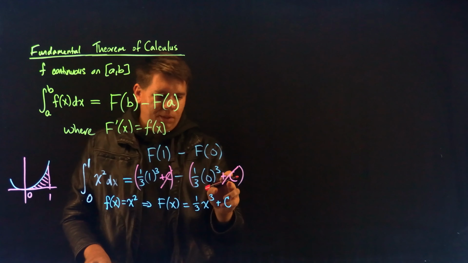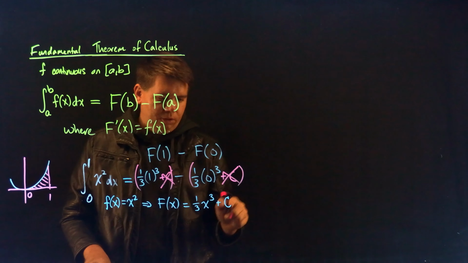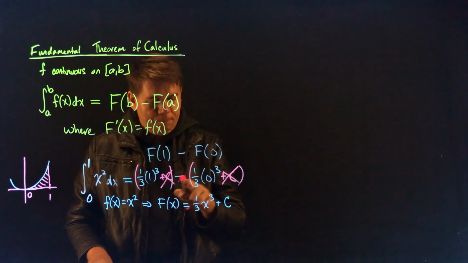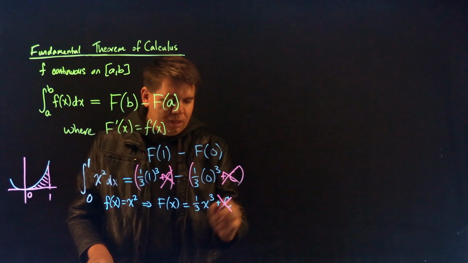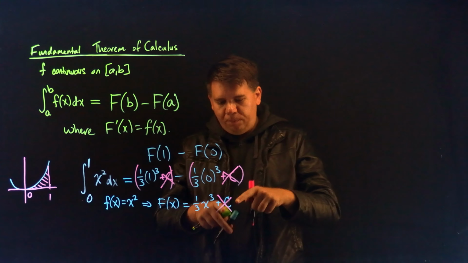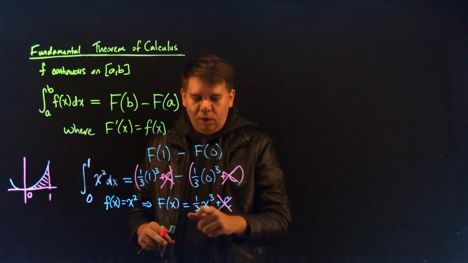That plus c minus that plus c will just cancel each other. Whatever, if the constant was 2, it would be plus 2, then minus a copy of 2. It would cancel. So you don't even need the plus c. Simpler than even before. You just need the 1/3 x cubed.